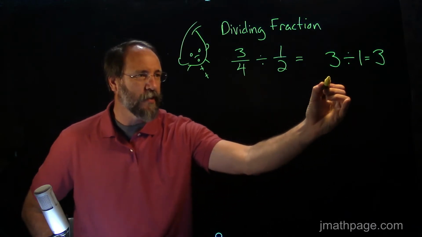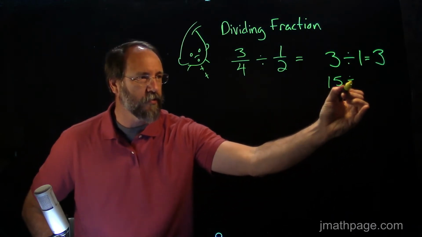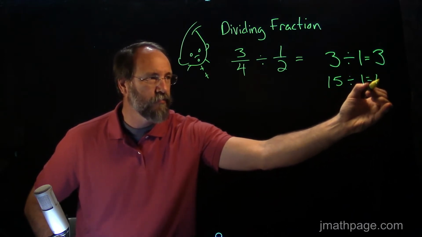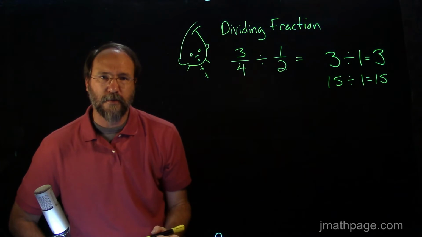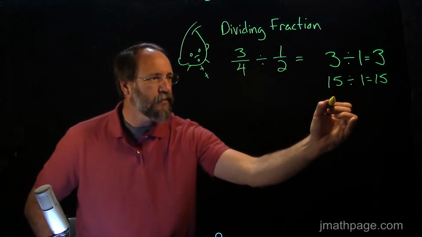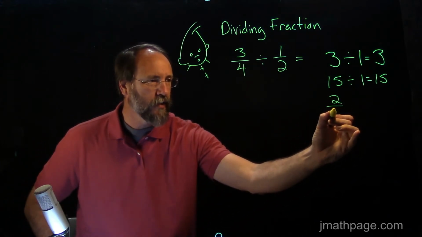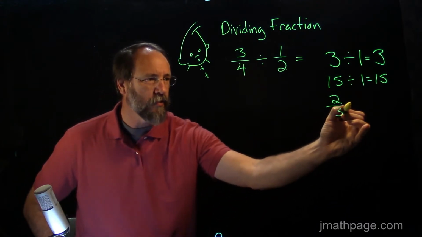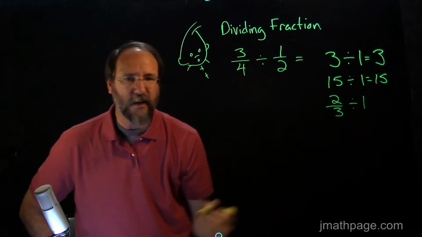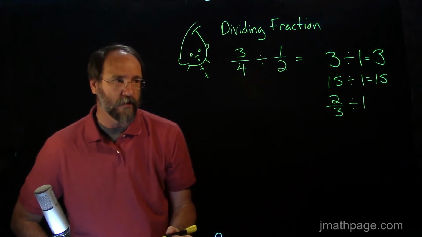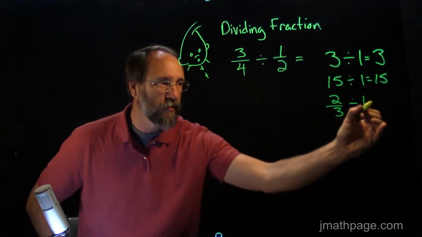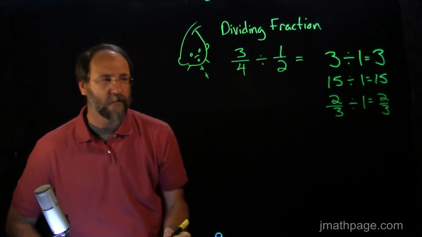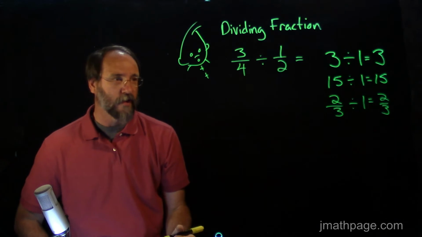Now, what's nice about this is it works for other numbers too. So 15 divided by 1, how many 1s are in 15? 15. Okay? So this also works for fractions. And this is going to be a little bit tricky, but it's the same idea. 2/3 divided by 1 is asking, how many times does 1 fit into 2/3? It only fits in 2/3 of a time. But you can see the pattern. So dividing by 1 is a really great thing.